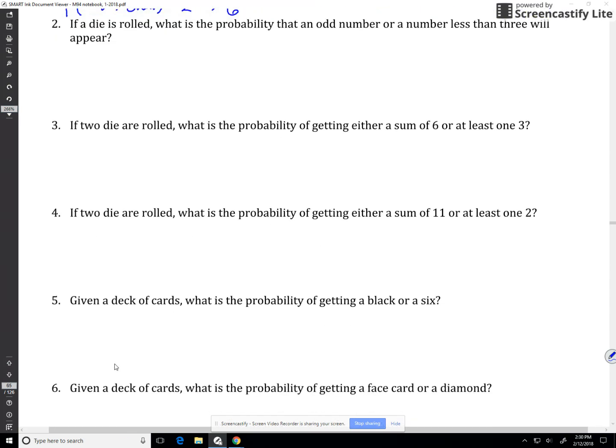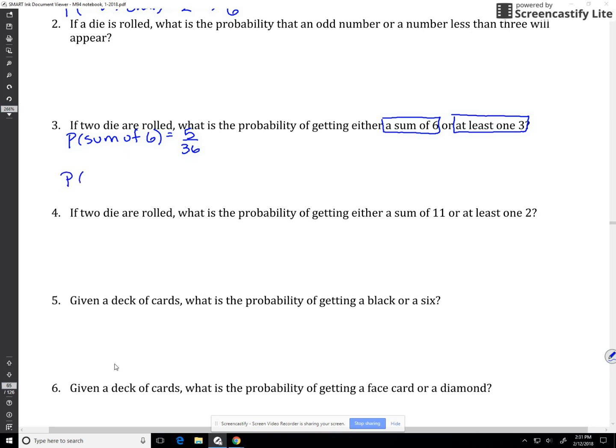So let's look at number 3. It says if 2 die are rolled, what is the probability of either getting a sum of 6 or at least 1 3? So again, we break this down. We've got the sum of 6 or at least 1 3. The sum of 6, we can get that a number of ways. I can roll a 2 and a 4, I can roll a 3 and a 3, or I can roll a 4 and a 2, and 1 and 5 and 5 and 1. Forgot those. So the probability of a sum of 6 is equal to 5 out of 36.